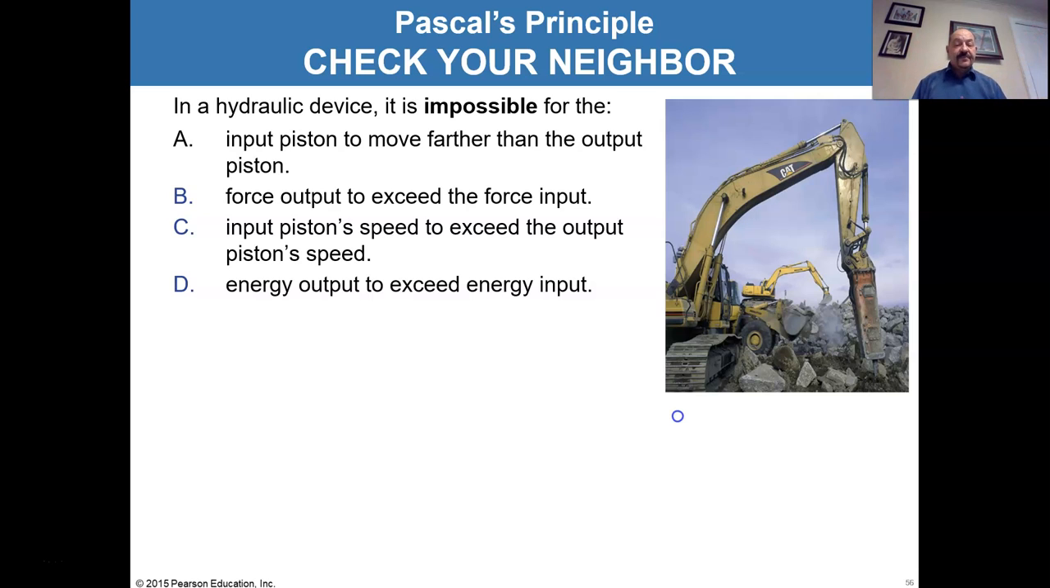So it's not B. The input piston speed to exceed the output piston speed? Well, the input piston has to move a lot further in the same amount of time than the output one. So the input piston speed has to be faster. It's moving a lot further in the same amount of time. And D, the energy output to exceed the energy input? Well, that is definitely impossible.